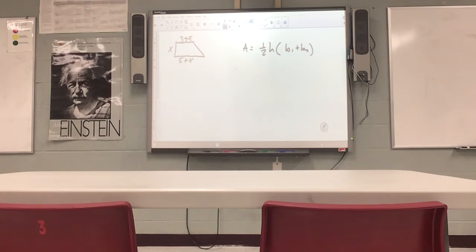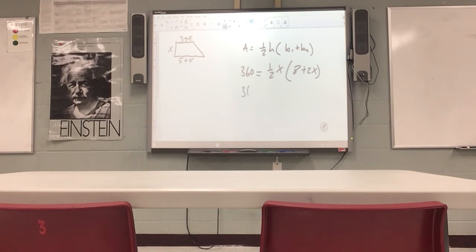Okay, it said she wants the area to be 360, so I'm going to put that in the area spot. For height, I used X. Sum of my bases, 3 plus X and 5 plus X, if I added those together now, that would be 8 and 2X, right? Just combine those like terms and added my bases. So now you're like, well, what does this problem even have to do with this unit? Well, when you distribute this half now, that's going to make a quadratic.